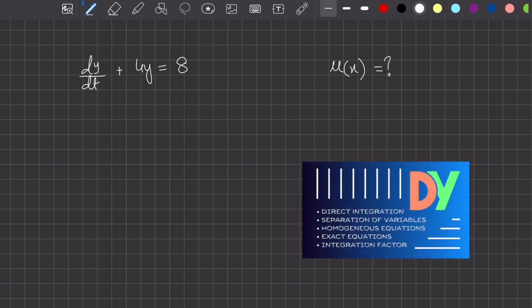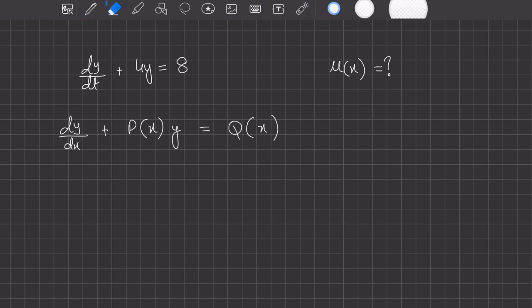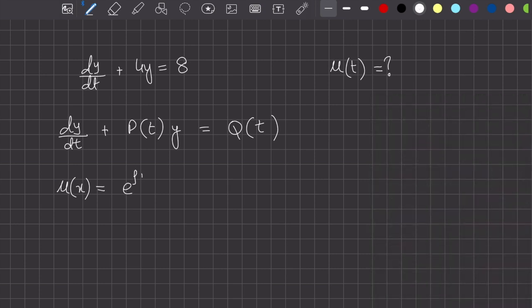In the first video in this series, we talked about the general equation given as dy over dx plus p of x times y equals q of x. Since our variable is t, let's just change it to that in order to avoid confusion. We derived the method on how to find the integration factor, mu, and that came out to be equal to e power the integral of p of t dt. We can identify the function p as 4 in this example, and integrating 4 gives 4t, so the integration factor is e power 4t.